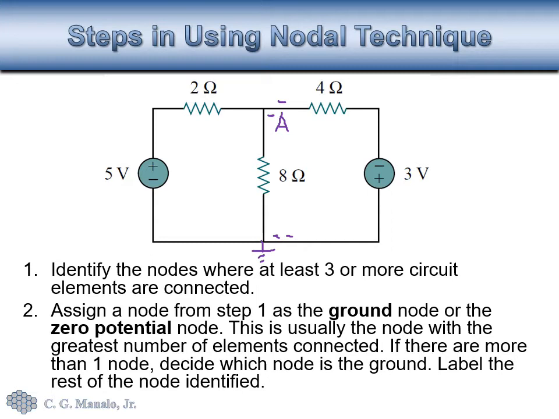Okay, so when we say a node is our ground node, that means that is the reference node. Associated with a ground node, we assign there the potential of that node. So that would be the 0 volts node. What this means is that when a node is a ground node, the potential there is 0 volts.